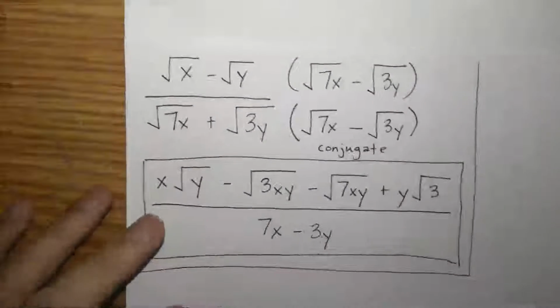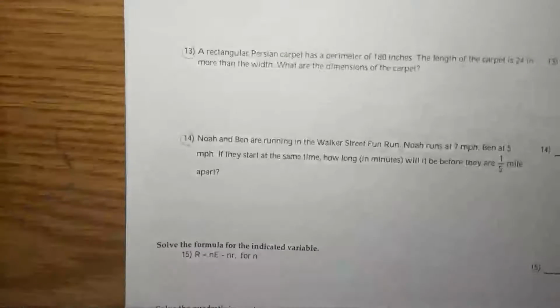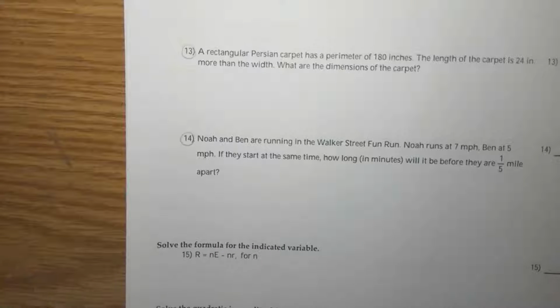Okay, now we have number 12. It says, in chemistry class, 6 liters of a 4% iodine solution must be mixed with a 10% iodine solution to get a 6% solution. How many liters of the 10% solution are needed?